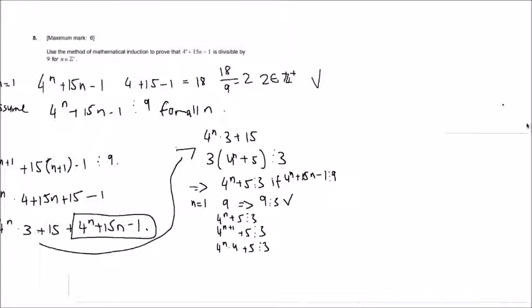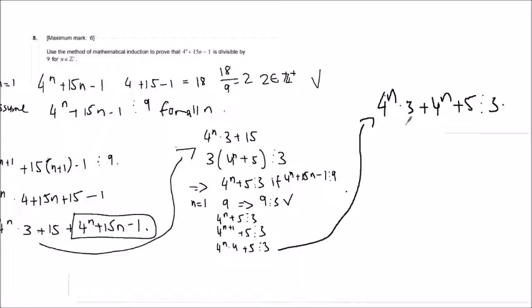So now what we want is for this to be divisible. So we're going to have 4 to the n times 3 plus 4 to the n plus 5 is divisible by 3. But we already know that this 4 to the n plus 5 part is already divisible by 3 since we said it, right? Assume that 4 to the n plus 5 is divisible by 3. I forgot to write assume.